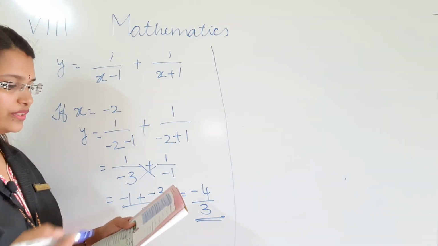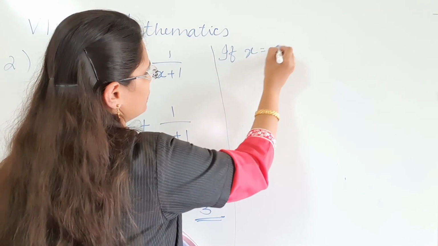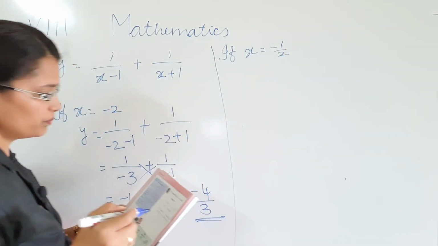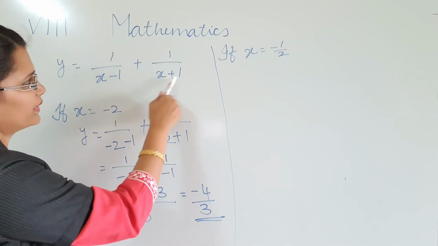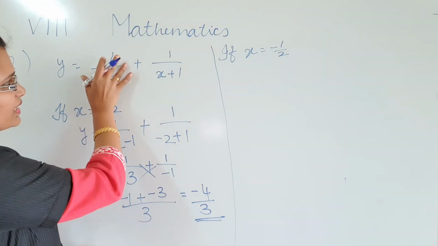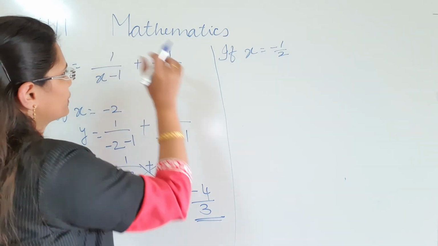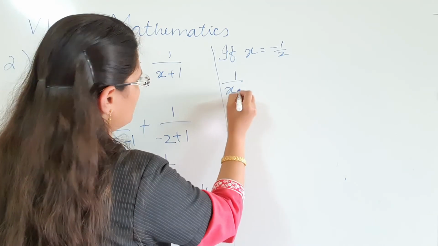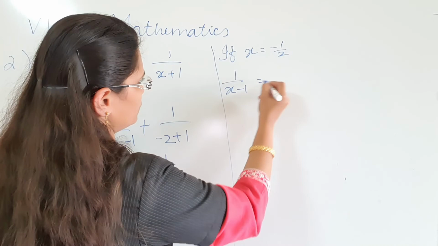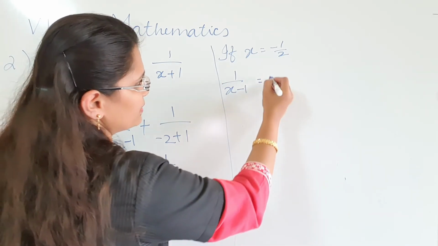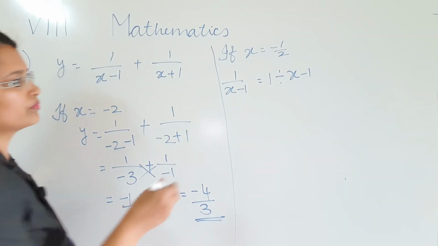Children, in the same question, x is equal to minus 1 by 2 also there. If x is equal to minus 1 by 2, y is equal to 1 by x minus 1 plus 1 by x plus 1, right. Here we are going to do separately to avoid confusion. Okay. First we are going to do 1 by x minus 1. 1 divided by x minus 1 we can write as 1 divided by x minus 1, right.